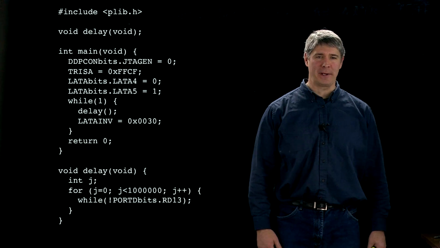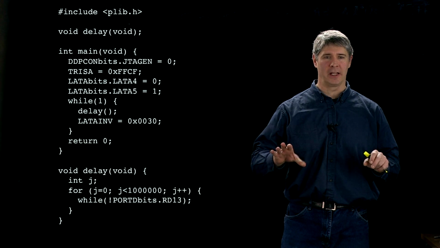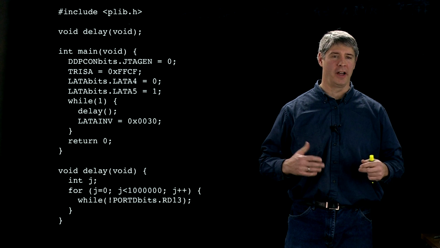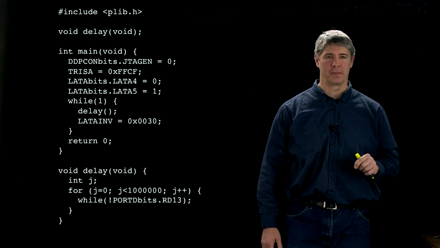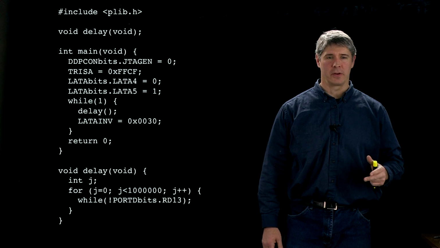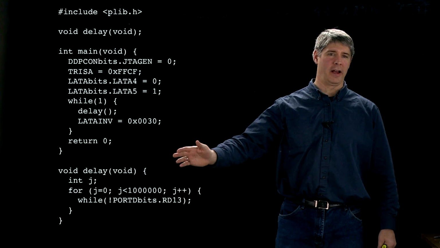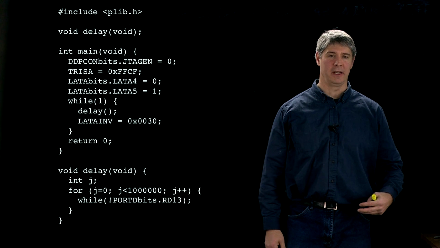Our program simplePIC.c simply flashes the two LEDs, LED 1 and LED 2, on and off, unless you press the user button, which pauses the flashing. So what we want to do now is look at our program and figure out why it has this behavior.